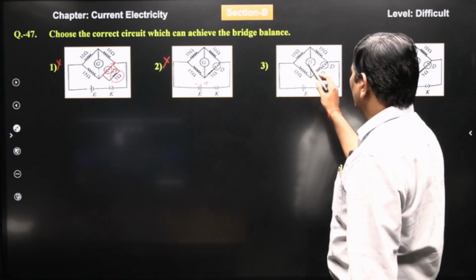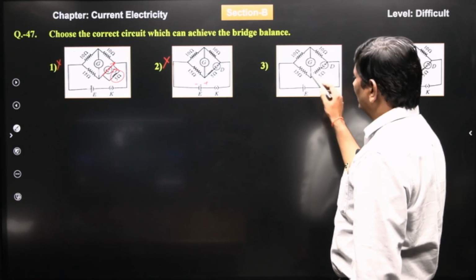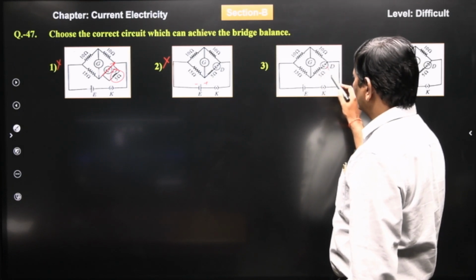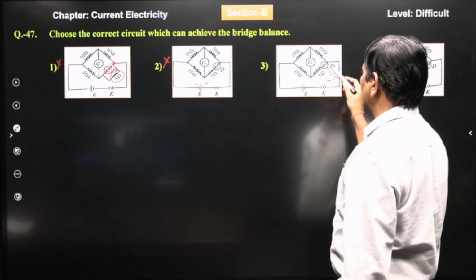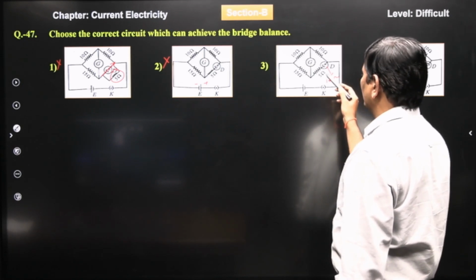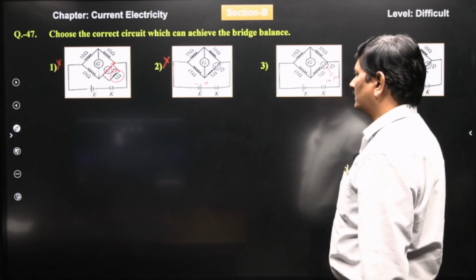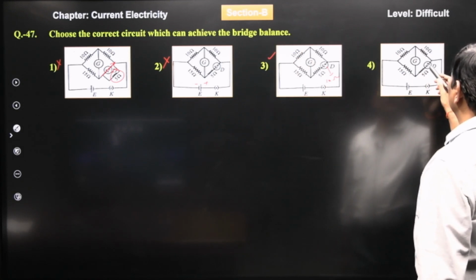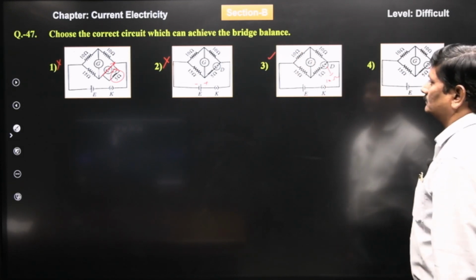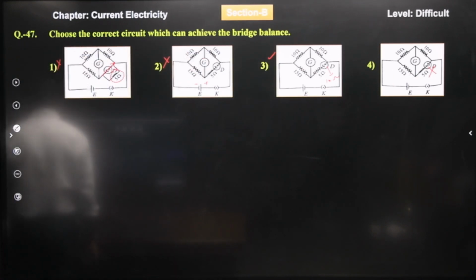Here 10, 10, 10 by 10 is 1, P by Q equals R by S, which means you have to get 15. As the diode is conducting, you can assume 10 ohms here. Diode resistance, if you assume 10 ohms, the possibility you are checking: 5 plus 10, 15. So there is a possibility. Okay, so this is possible. And here the diode is in reverse bias condition, it won't conduct. So the third option is suitable among the given.